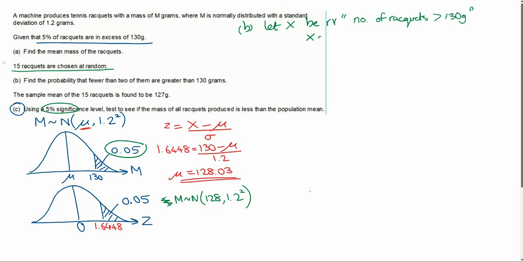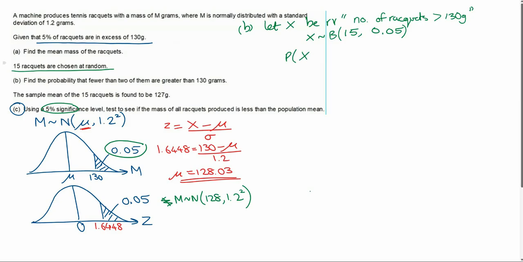So X is distributed binomially because we're now in discrete number of brackets. And we have 15 brackets. And what is the probability that those brackets, or one of those brackets, is greater than 130? We just circled it in green, 0.05. Let's try and get this question from words into Mathland.